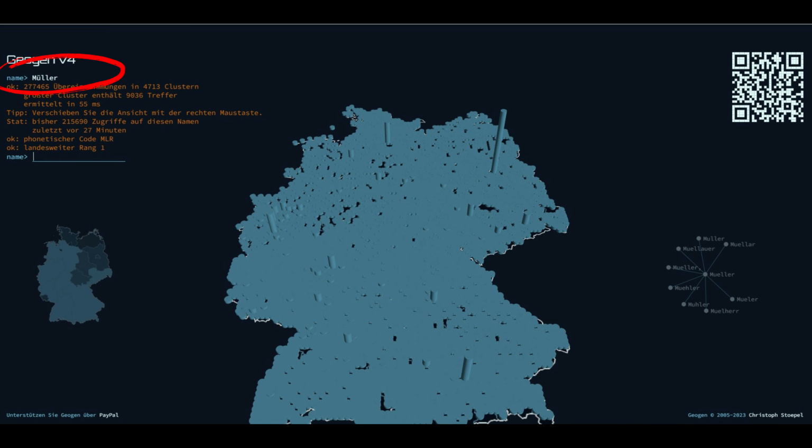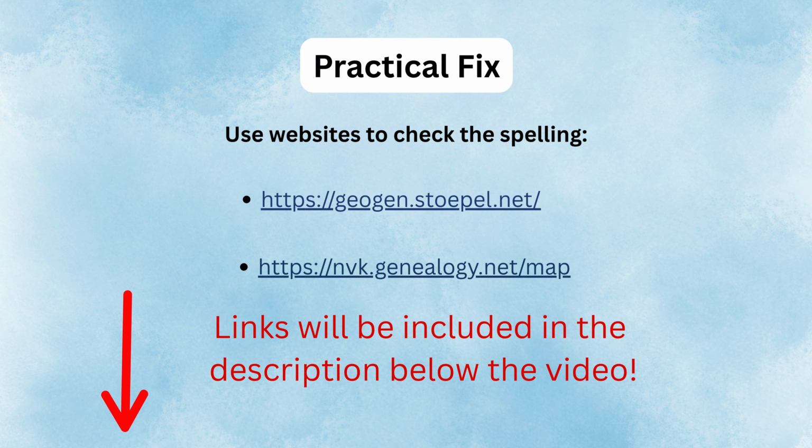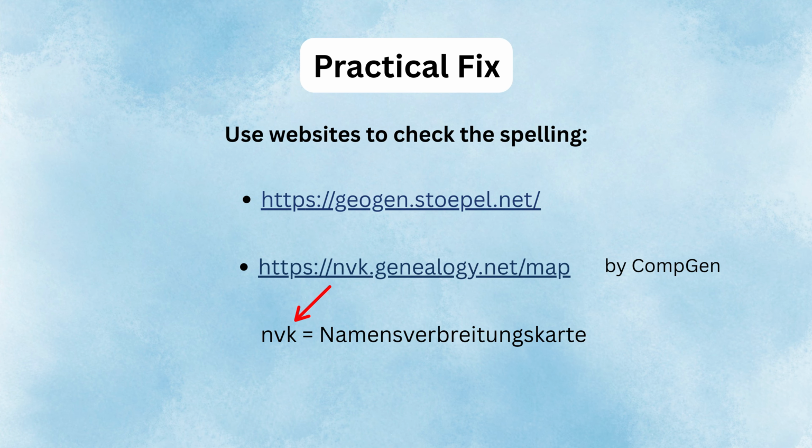And now let me show you another map. The second link is nvk.genealogy.net/map. This map was compiled by CompGen, which is the German Society for Computer Genealogy. NVK is short for Namensverbreitungskarte, which simply means name distribution map. One of these examples where the German language is so amazing you could put everything together to get one of those long words. And now I show you how to use the map.